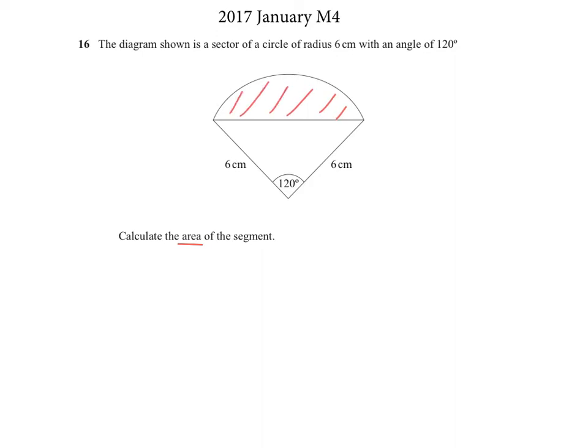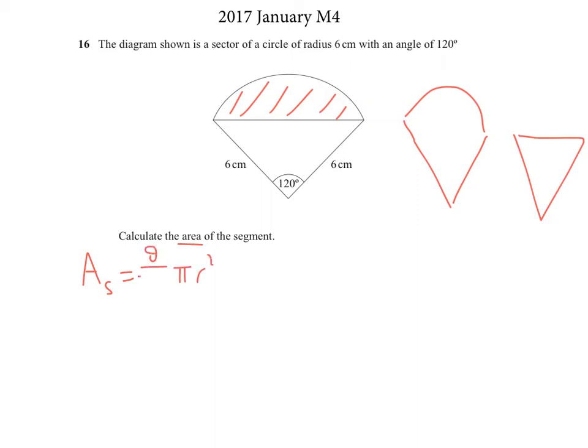Now, to get that, you get the area of the sector, and then you take away the area of the triangle. So the area of the sector, well, it's a part of a circle. Area is pi r squared. So you want to get a fraction of that. You want to get theta out of 360. That's the fraction. So in this case, you want a third of it. 120 out of 360 is a third of the area.